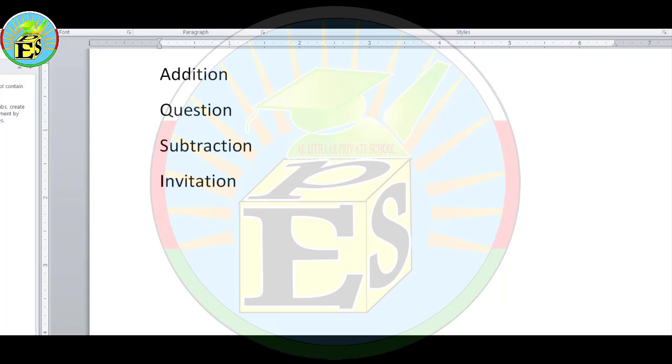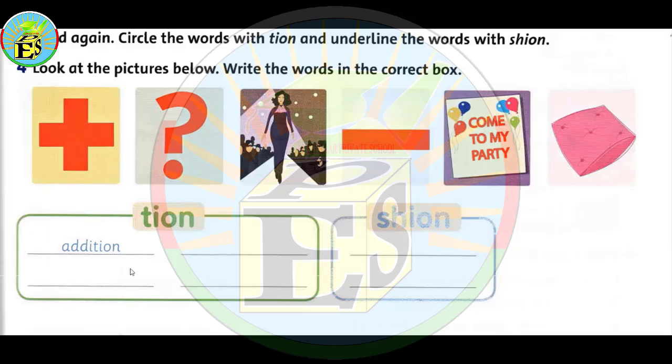So here you have the answers of the first box, the box that includes the letters T-I-O-N. So please write these words in the first box, which includes T-I-O-N. The words that we have are addition, question, subtraction, and invitation. Write all of these words in the first box, which is this one. Addition, question, subtraction, and invitation.